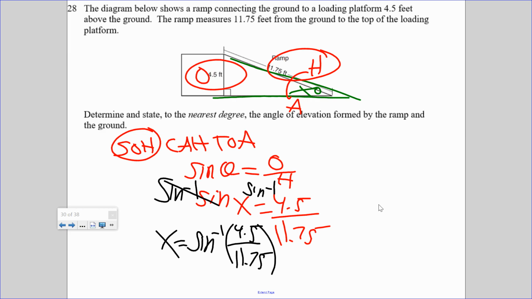So we said 23 degrees. Make sure you round correctly. You cannot afford to throw away points for rounding wrong.